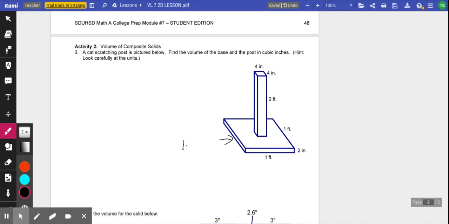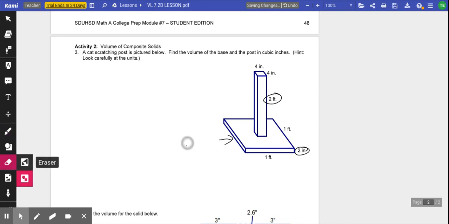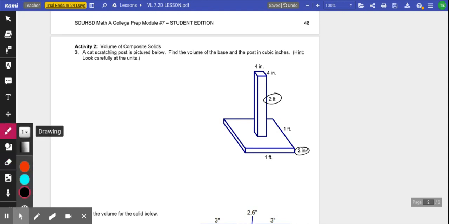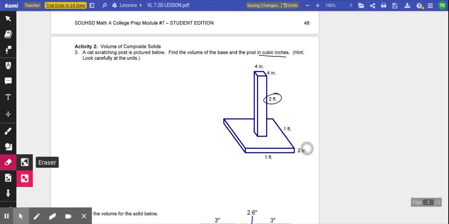This one got tricky because we had to look at the units, because this says feet and this says inches. So first we have to go back and we have to pay attention. So what are we supposed to be getting it in? We have to read our directions. They wanted it in cubic inches. So we got to convert our feet to inches. So I'm going to go ahead and go back and look at where I had feet and make those inches.